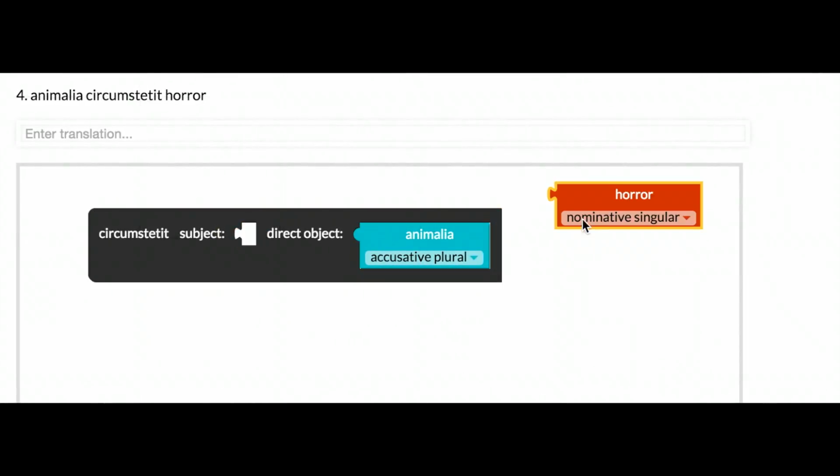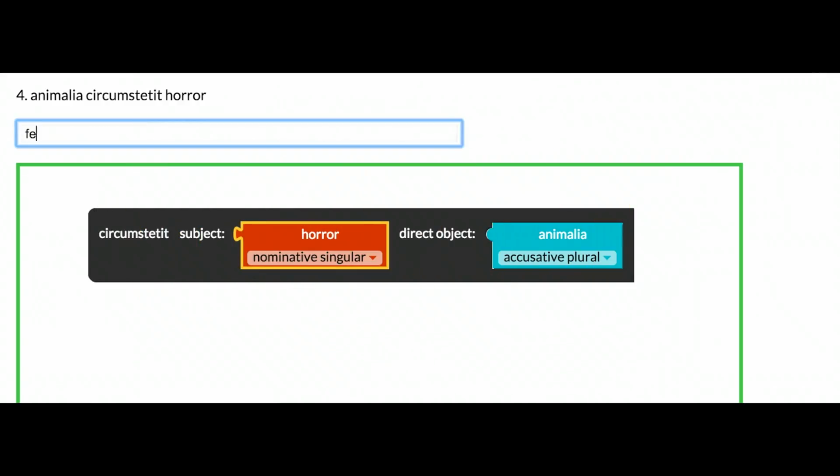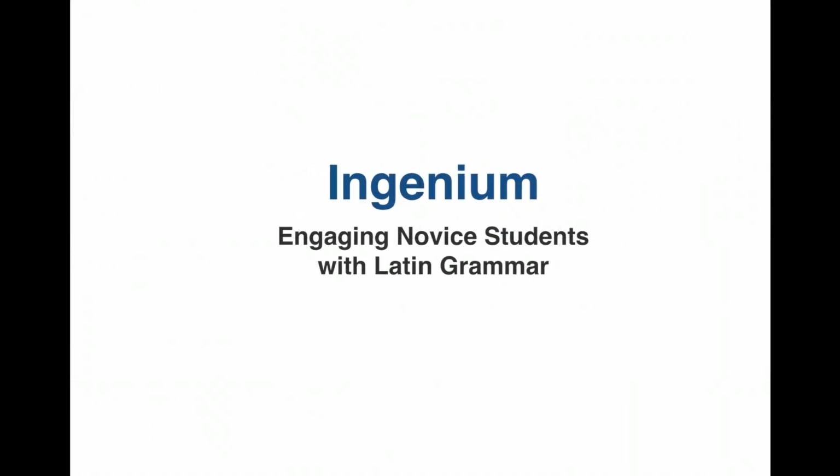We hope to extend Ingenium to encompass restructuring more complex parts of the sentence in both Latin and other languages in which the grammar is structurally very different from the native tongues of their students.